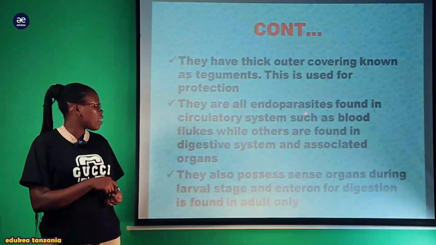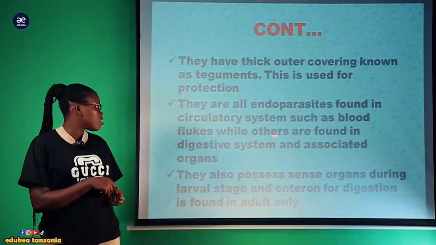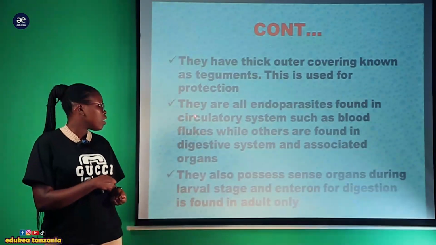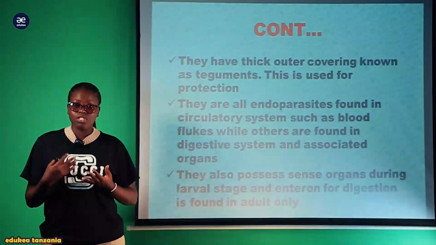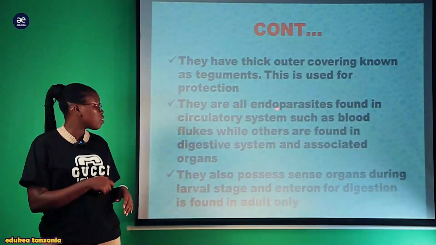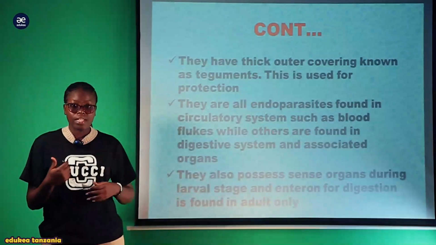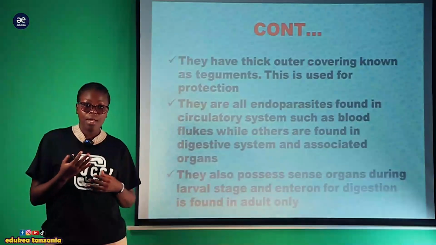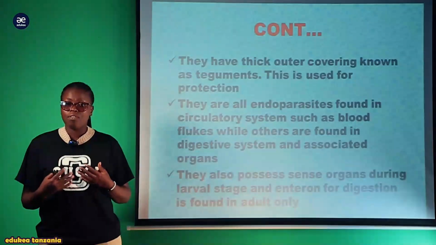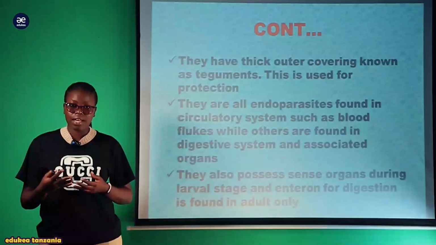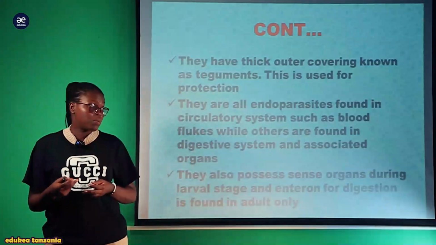Also, they are all endoparasites found in circulatory system such as the blood flax, and while others are found in digestive system and associated organ. The members within this class are endoparasites, meaning that they are found within the body tissue of the host cell. So once they are found within the body of this host cell, they tend to occupy the circulatory system, kwa sababu kuna hapa blood flaccus ambao wanatenda to suck up the blood, wanakuwa wanajiattach by using these two suckers. Hapo kuna ventral suckers pamoja na oral sucker, ambao ventral sucker inatumika katika attachment to the host, alafu oral suckers ni kwa ajili ya sucking of the blood meal.